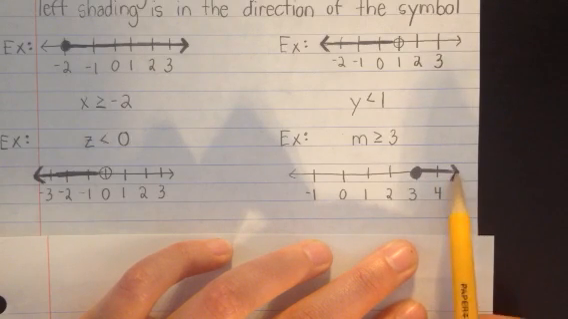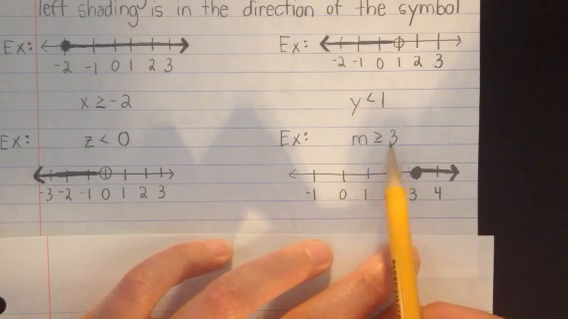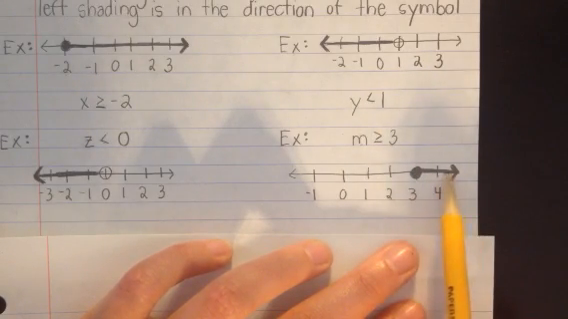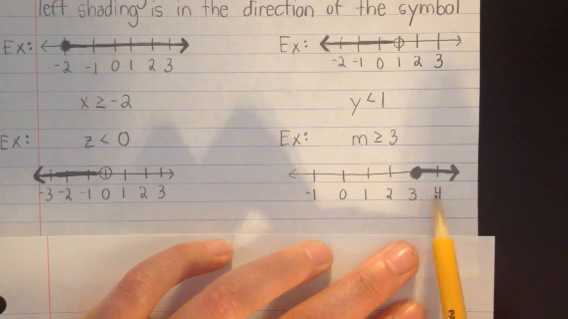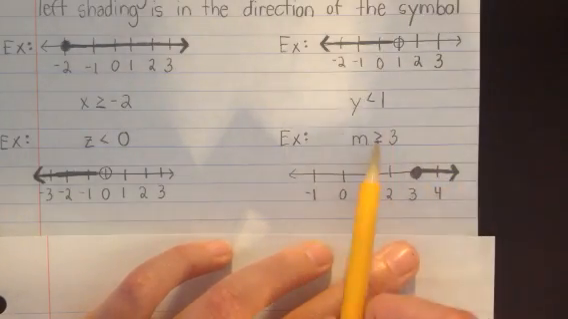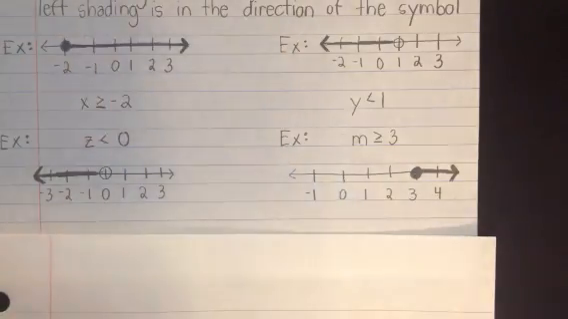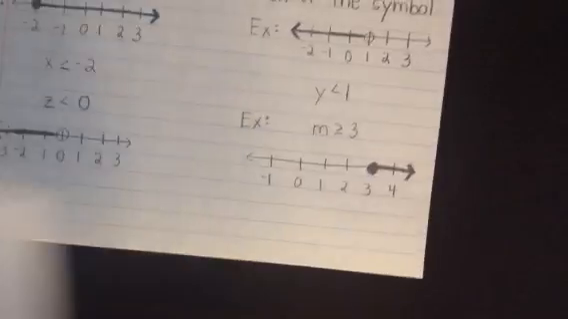which again makes logical sense because m is greater than or equal to 3. If I go in the direction of the right, these numbers as I go to the right are increasing. They're getting bigger than 3. All right, and I notice that my symbol and my arrow match. All right, let's move on.